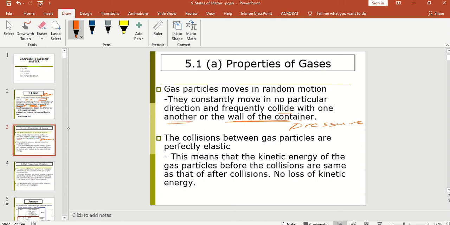The collisions between gas particles are perfectly elastic. This is the ideal gas assumption, but in reality the collisions between gas particles are not elastic. So for ideal gas, we assume the collision is elastic. What is meant by elastic? It means that the kinetic energy of the gas particle before collision and after collision is the same. Before collision, then they collide. After the collision, the energy of the gas particles is the same.